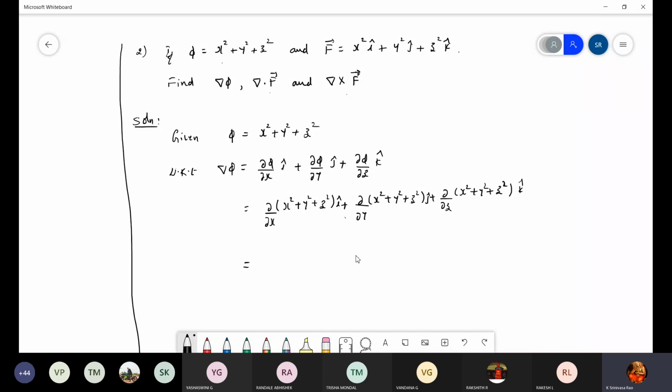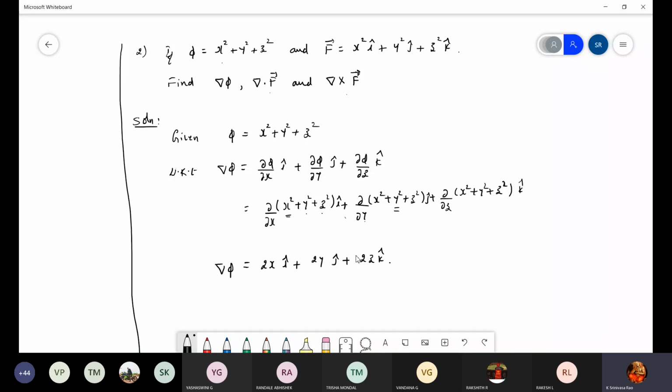So you will get what is grad phi. With respect to x, 2x, only x square you have to differentiate, remaining two terms become 0. So 2x i cap plus, similarly second with respect to y you have to differentiate only y square, so remaining becomes 0. So 2y j cap plus 2z k cap. So this is the solution of first one, grad phi. See, this is a question paper problem for 6 marks because it is given simple equations. Even divergent as well as curl also you will get easily.